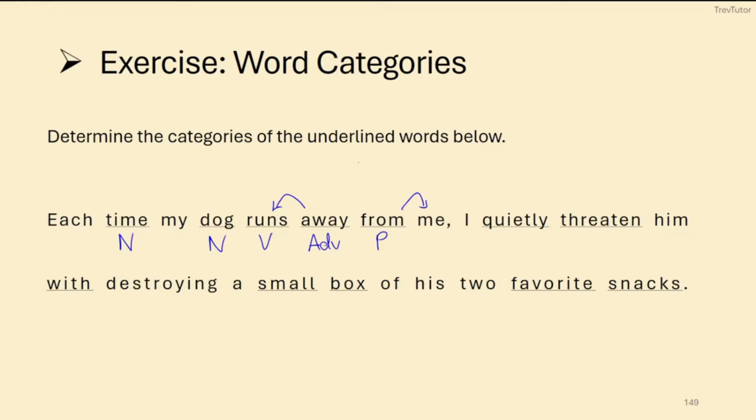I quietly threaten. So quietly is describing how the threatening is happening. So threaten is a verb and quietly is an adverb there. Him with destroying a small box of his 2 favorite snacks. So with is a preposition. You're doing it with something. And then small box. Box is a noun. Small is describing that noun. So this is going to be an adjective. And then for favorite snacks, snacks is another noun, it's a thing in the world, and favorite is describing those snacks. So favorite is an adjective.